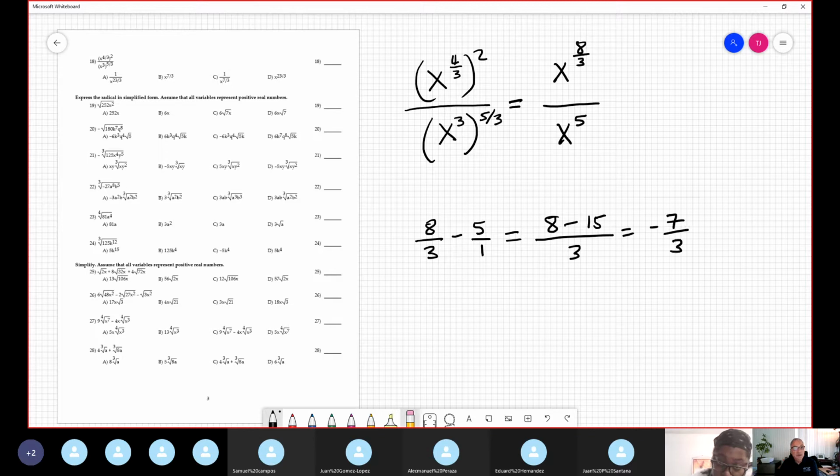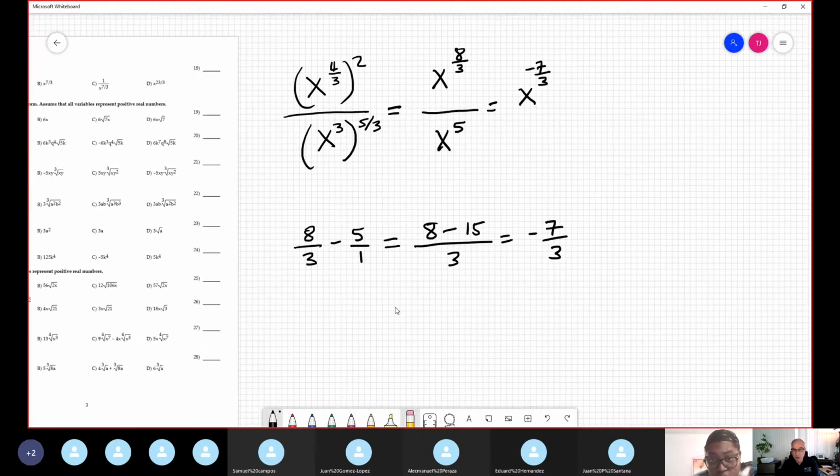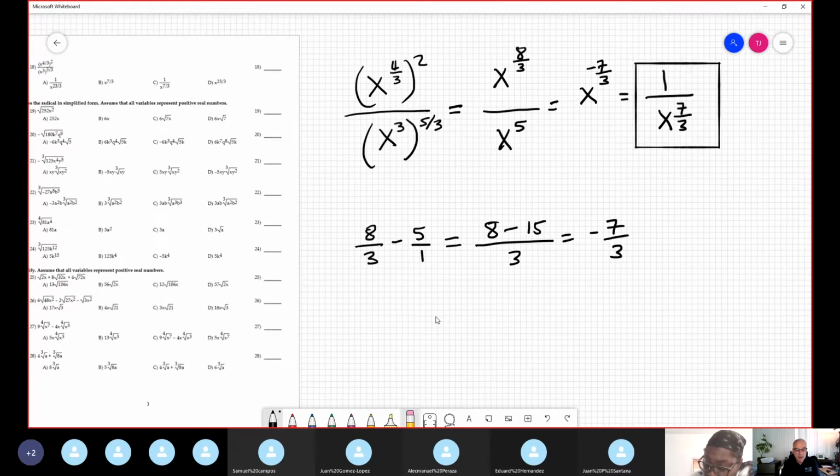Okay, so the answer is, wow, x raised to the negative 7 over 3, but we can never express the final answer using a negative exponent. It's illegal. It's no good. Now, I know I can convert this negative exponent to a positive exponent. How? Reciprocal. Okay, and this is the final answer. Final answer. Like the option C.